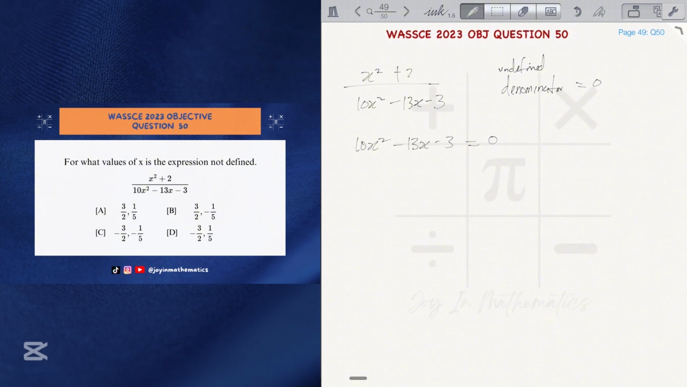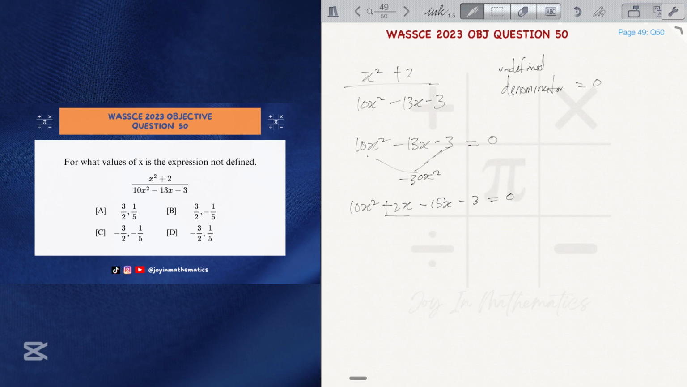So what are the values of x? When we multiply these products together, we will have minus 30x squared. So the factors are such that when we add them together, we will have minus 13x, and when we multiply them together, we will have minus 30x squared. So the factors in this case will be 10x squared plus 2x minus 15x minus 3 equal to 0. So the two factors are plus 2 and minus 15. When we add them together, we will have minus 13, and when we multiply them together, we will have minus 30.